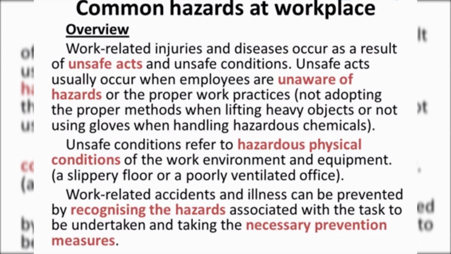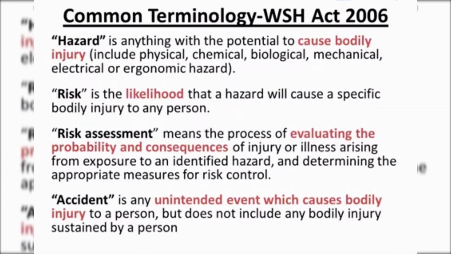Work-related accidents and illness can be prevented by recognizing the hazards associated with the task to be undertaken and taking the necessary prevention measures. Common terminology. WSH Act 2006. Hazard is anything with the potential to cause bodily injury, including physical, chemical, biological, mechanical, electrical or ergonomic hazard. Risk is the likelihood that a hazard will cause a specific bodily injury to any person.